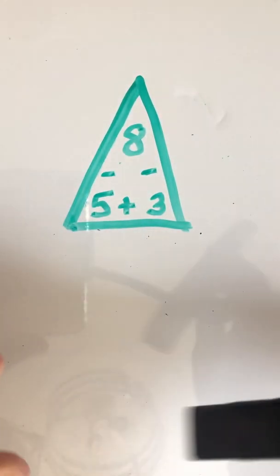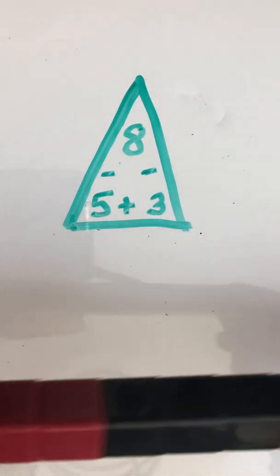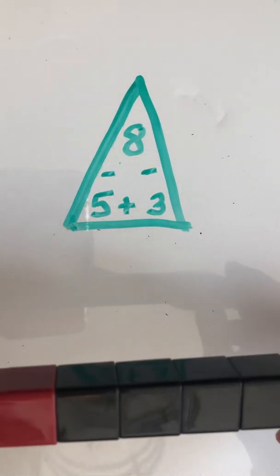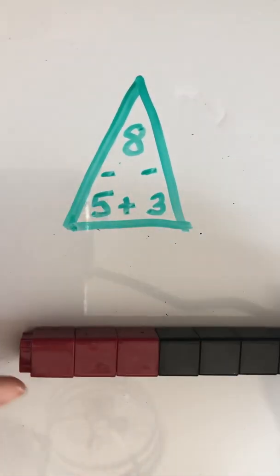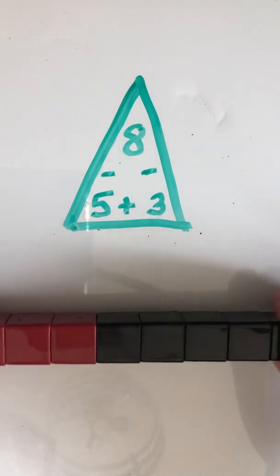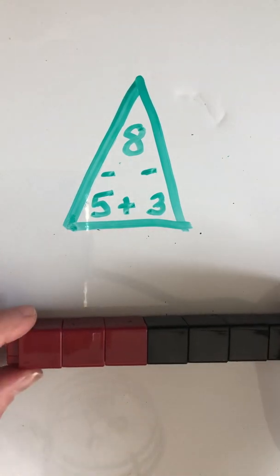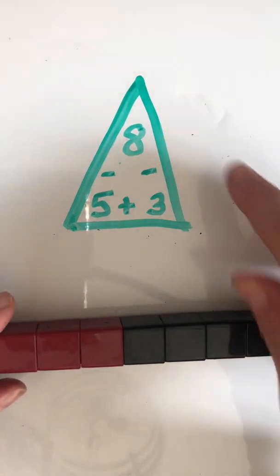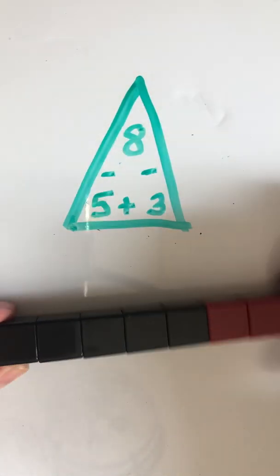Now I can also say, if I flip it around, I can say that 3 and 5 more makes 8. It doesn't matter if you say 5 and 3 or 3 and 5. You're still going to get 8. The sum will be the same. I didn't add any more, I didn't take any away. The order just changed.